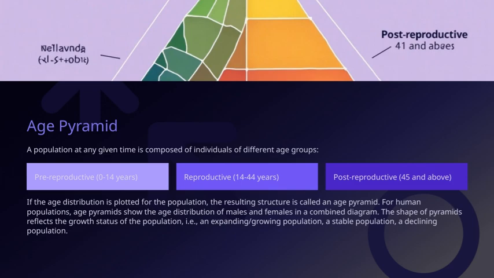For example, a wide base suggests a lot of young people, indicating a growing or expanding population. A more uniform shape points to a stable population, while a narrow base and a top-heavy structure can indicate a declining population. Overall, understanding the age pyramid helps us see not just how many people there are, but how the population is changing over time. It's a key tool in demographic studies and planning for social services, healthcare, and future development.